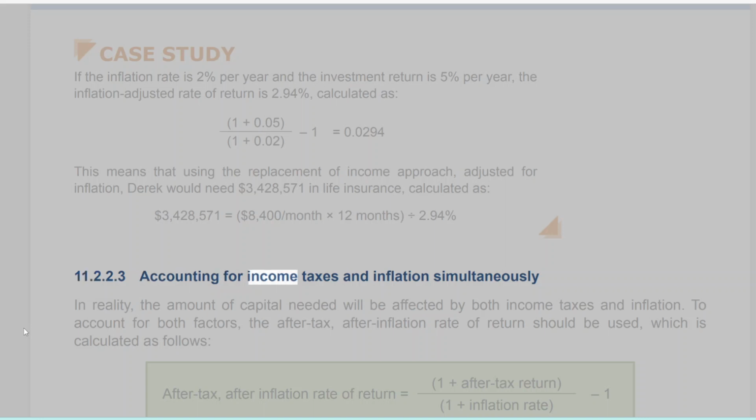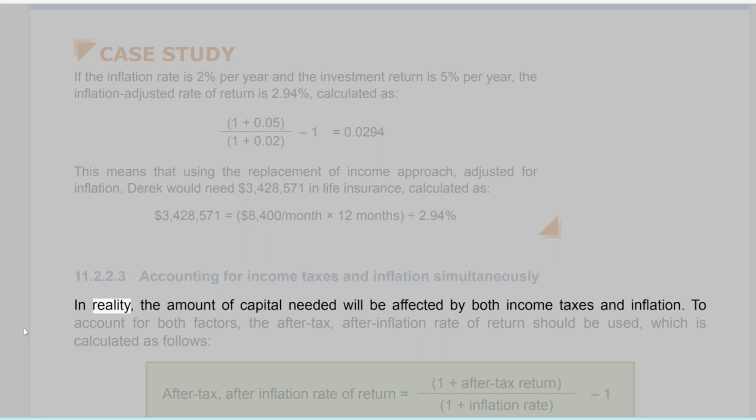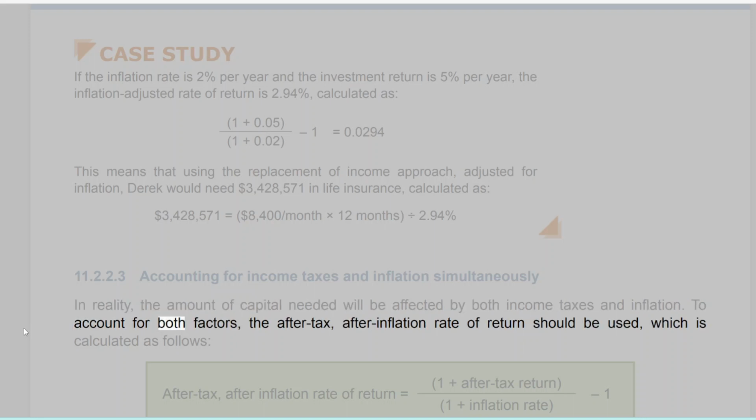11.2.2.3 Accounting for income taxes and inflation simultaneously. In reality, the amount of capital needed will be affected by both income taxes and inflation. To account for both factors, the after-tax, after-inflation rate of return should be used, which is calculated as follows. After-tax, after-inflation rate of return equals (1 plus after-tax return) divided by (1 plus inflation rate), minus 1.